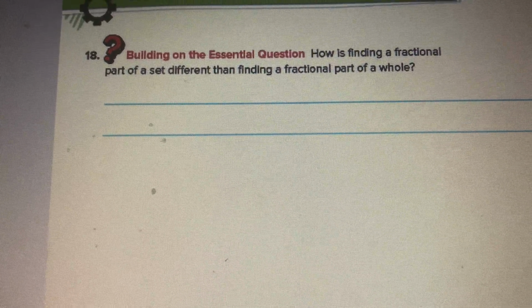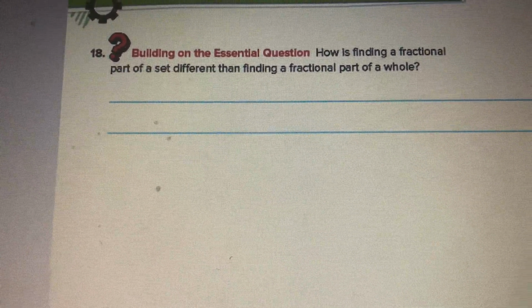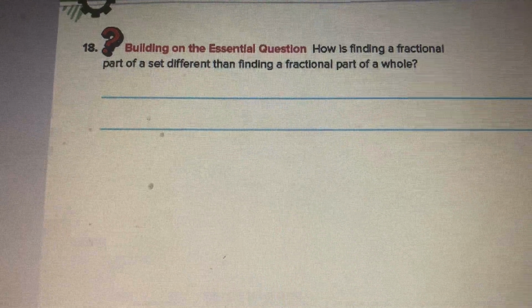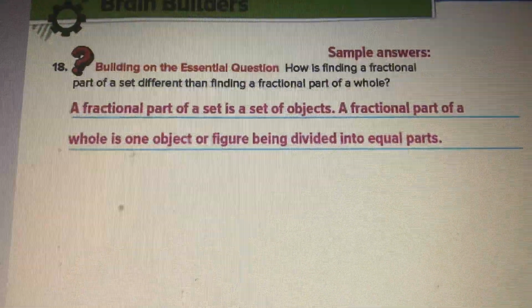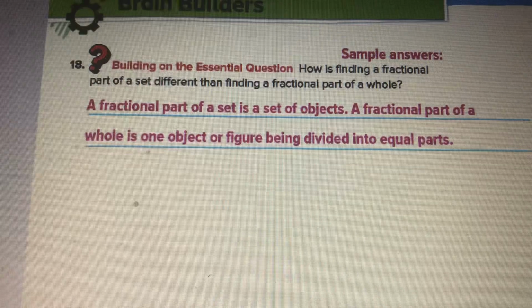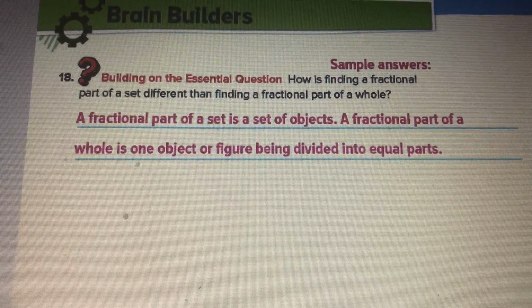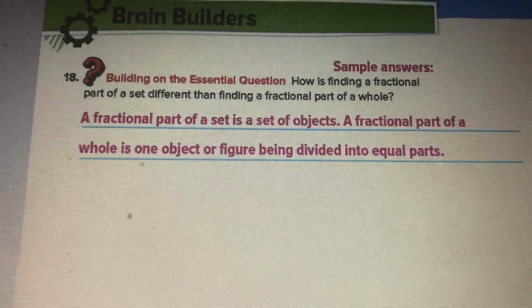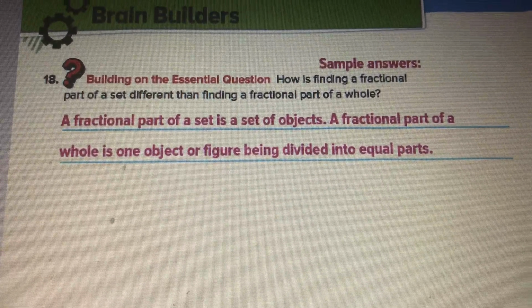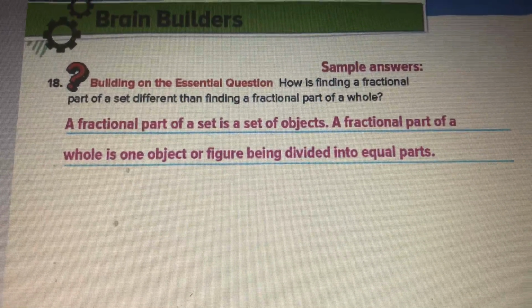Okay, number 18, how is finding a fractional part of a set different than finding a fractional part of a whole? You don't have to write the entire thing, but make sure you understand. The fractional part of a set is a set of objects. A fractional part of a whole is one object or figure being divided into equal parts. Write it all, or just write some of it. Give a summary if you'd like.